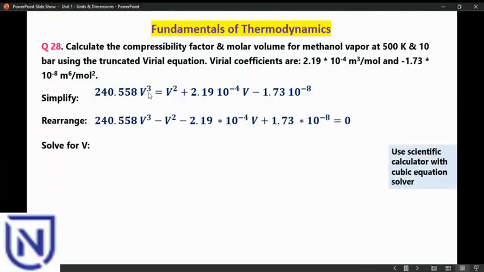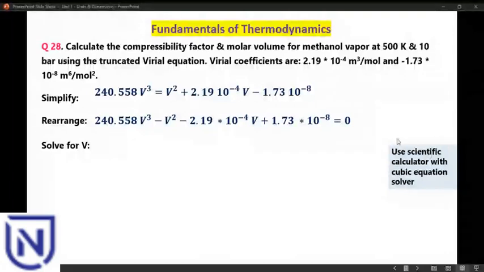Before you solve it, rearrange the equation in this particular form. On one side of the equation you have 0. All the terms are on one side, and ensure that the highest order term has a positive value. If it has a negative value, you should take it to the other side. That's it. So ensure that this is the format. On one side you have the 0. Now this is a cubic equation, right? V power 3, V square, V, constant. Now use your scientific calculator.